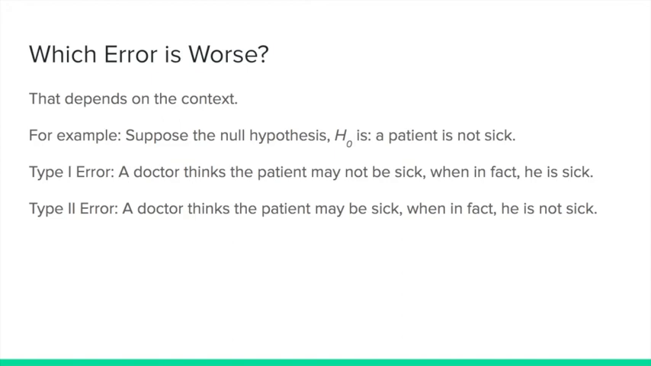Well, this one is a little tougher to decide. It depends on what the sickness is. If a doctor thinks the patient's healthy, but in fact he's sick with something like cancer or heart disease, something that could potentially take his life, then a type 1 error would be really bad. On the other hand, if a doctor thinks you have a particular disease and treats you with some medicine when you're not actually suffering from that disease, it's possible that some of the side effects from that medicine could cause problems.